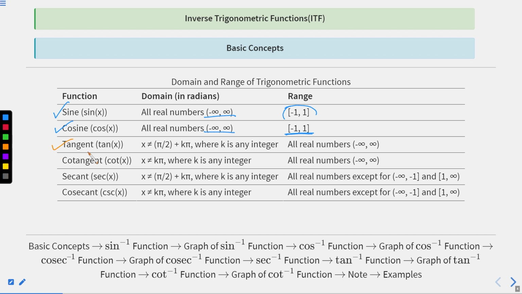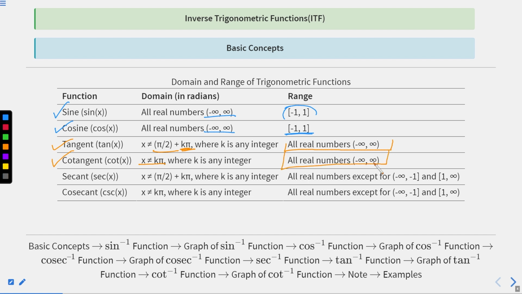the domain is all real numbers except pi by 2 plus an integer multiple of pi. Okay, and the range will be what? All real numbers. Similarly, for cotangent the domain is x not equal to k pi, or we can say that x cannot be a multiple of pi, and the range will be all real numbers.